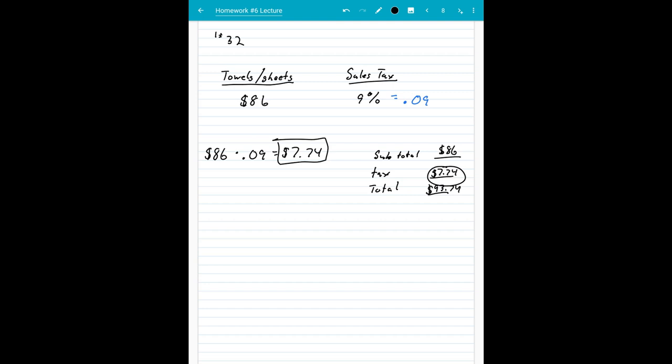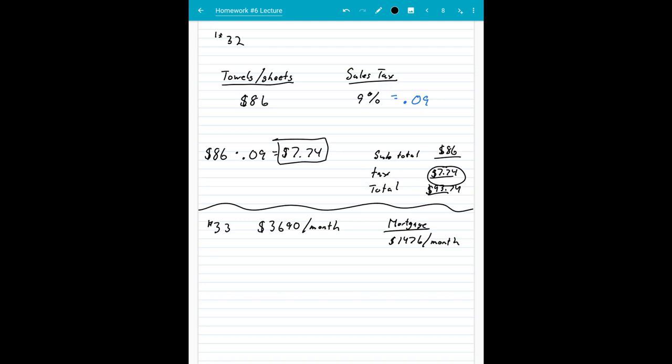Okay, so let's look at number 33. So number 33 says Paul and Su Yin together earned $3,690 per month. So they earned $3,690 per month. Their mortgage payment is $1,476 per month. What percentage or what percent of their household income goes toward paying the mortgage?